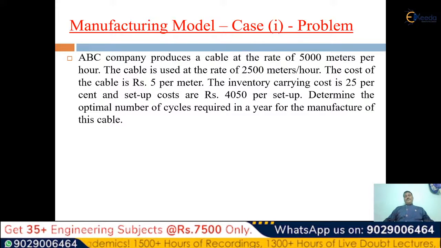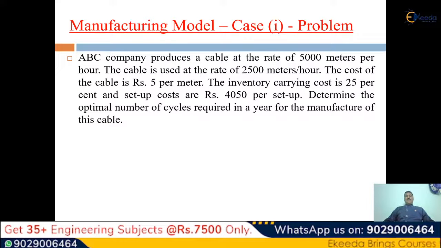Once the production is being done, the cable is utilized in the industrial area at the rate of 2500 meters per hour. The cost of this cable is rupees 5 per meter. The inventory carrying cost is 25% and the setup cost is rupees 4050 per setup, or 4050 once if we do the setup.